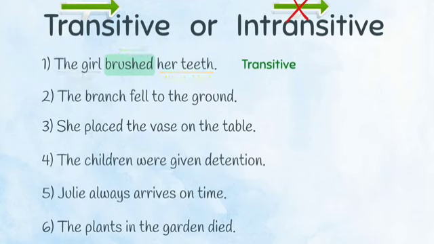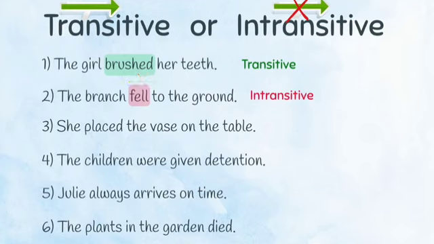Number 2. There is no direct object that receives the action fell. The branch fell. To the ground is a prepositional phrase telling us where it fell. Because the action fell does not move to a direct object, fell is an intransitive verb.